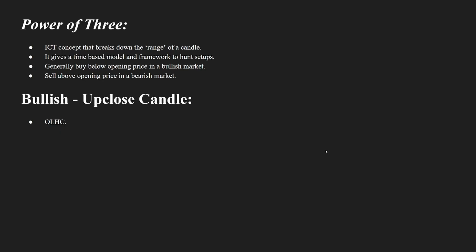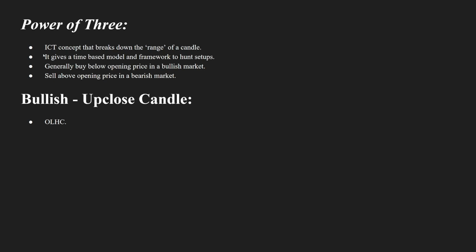So that completes our AMD study. Now we're going to get into the Power 3 study. So we understand the pattern aspect of AMD. Now we're understanding the Power 3 aspect. So the open high low close and open low high close. That's what Power 3 is.